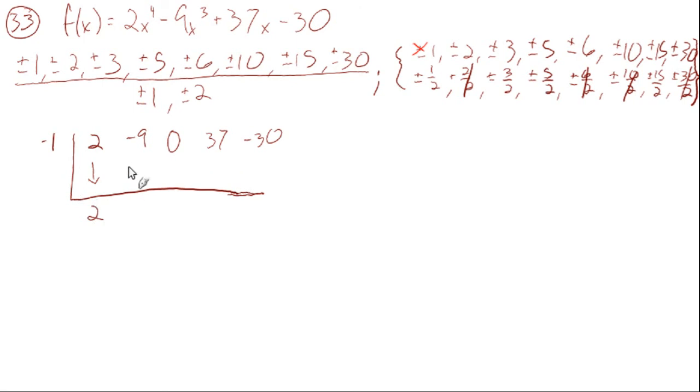2, negative 1 times 2 is negative 2. This gives us negative 11. This is positive 11, negative 11. And this gives us 26, and that gives us negative 26. That's not going to work. So we'll get rid of all that and say negative 1 didn't work. We'll erase that and try 2.